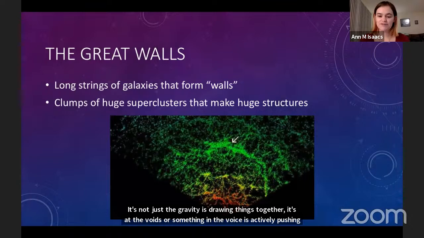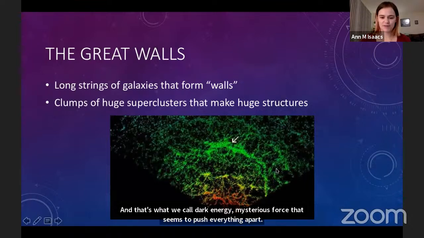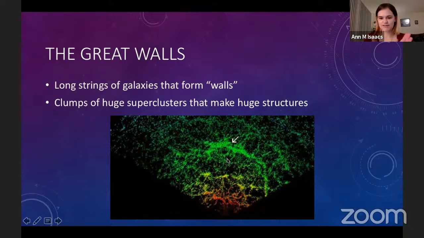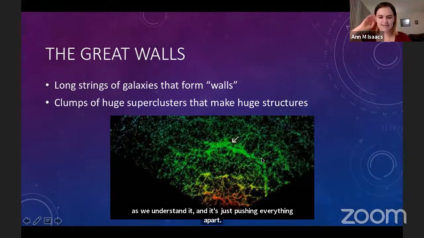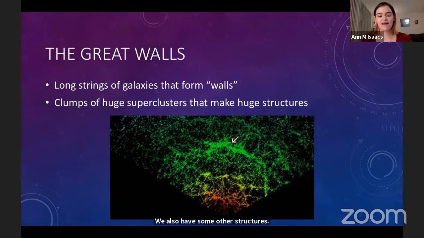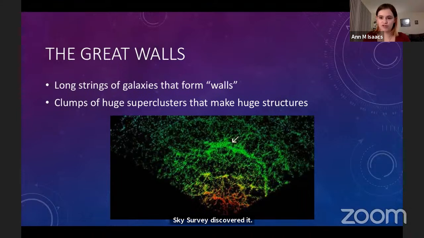We also have some other structures. One of them are called the Great Walls. This particular picture is the Sloan Great Wall, because the Sloan Digital Sky Survey discovered it. And so if we're here at this point looking outwards along this cone of sight, we see this sort of big wall of galaxies. And these are sort of strings of galaxies that form the appearance of a wall. And they're these clumps of huge superclusters that come together to make huge structures.